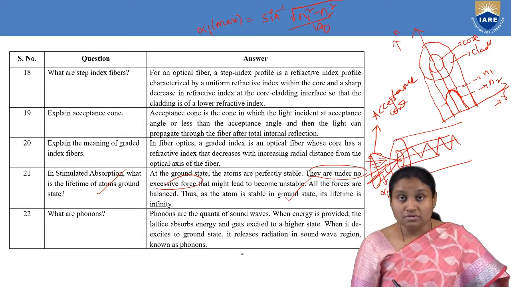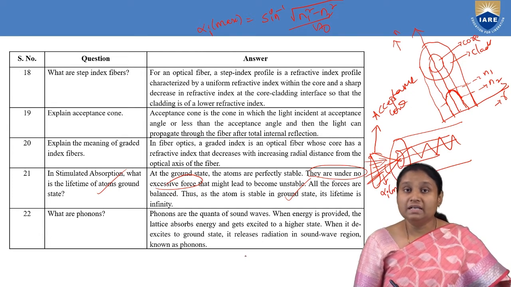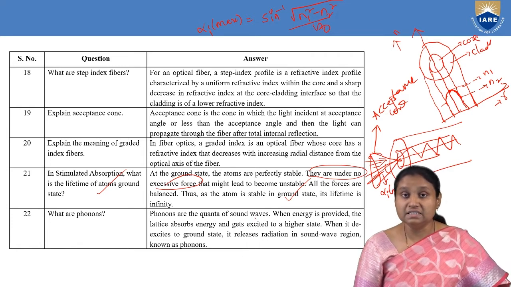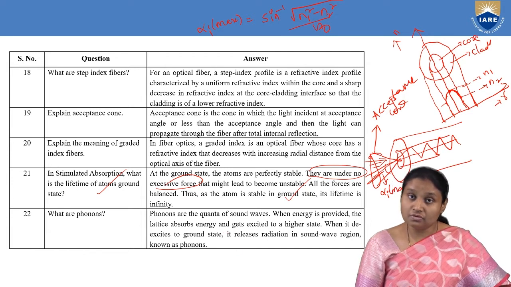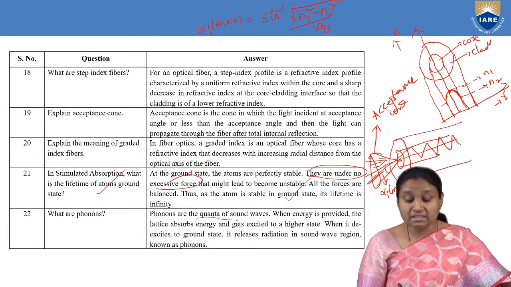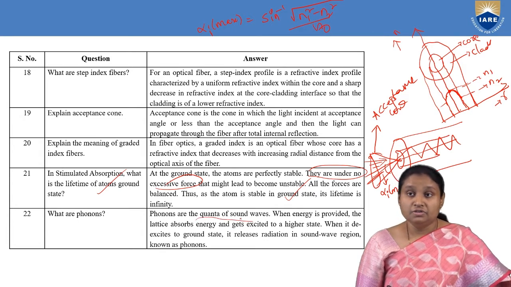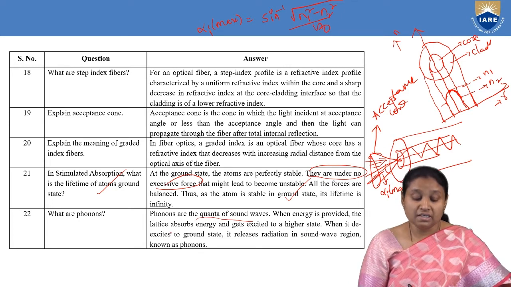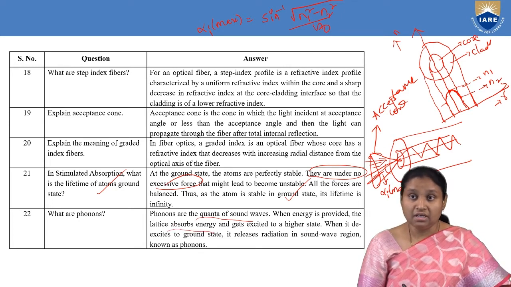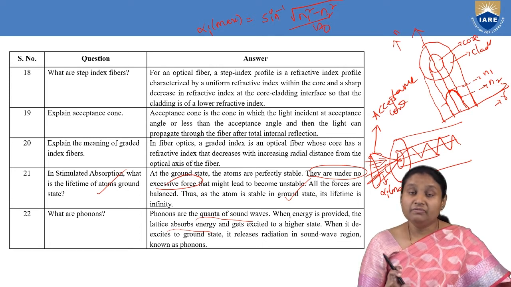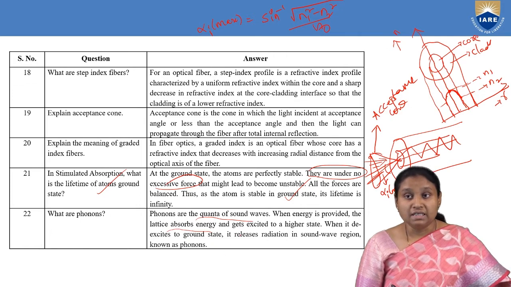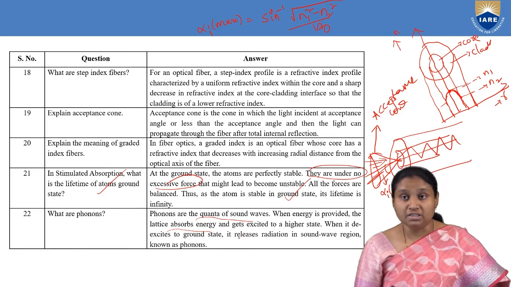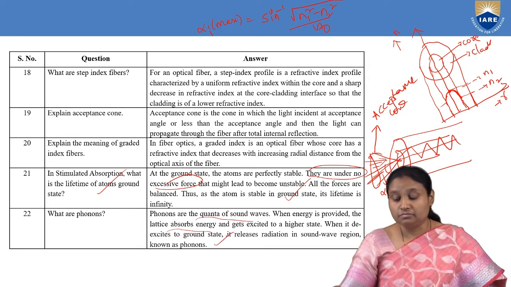Then what are phonons? We know about photons. Photons are energy packets. These are discrete energy packets that are related to light radiation. But what are phonons? Phonons are also discrete packets of energy, but in this case, they are called quanta of sound waves. So when energy is provided, the lattice absorbs that energy and gets excited to a higher state where we have thermal agitation of atoms, and when it de-excites to the ground state, it releases energy in the form of sound waves, and that energy is called a phonon.